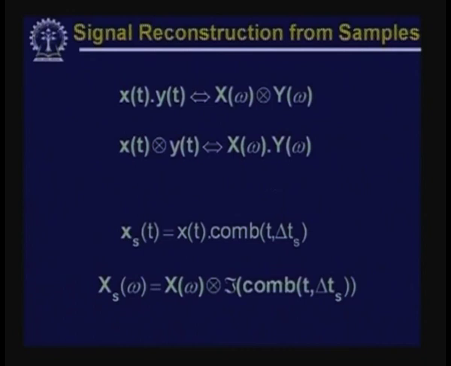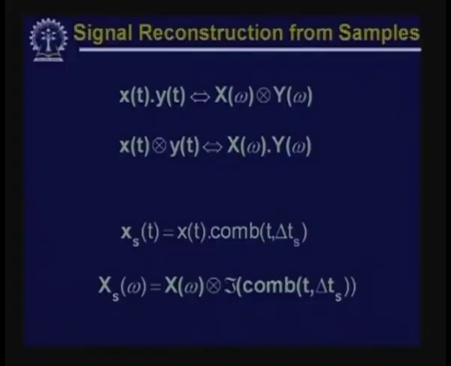So, as we have said, these relations are true: if I multiply two signals x t and y t in time domain, that is equivalent to convolution of the two signals X omega and Y omega in the frequency domain. Similarly, if I take the convolution of two signals in time domain, that is equivalent to multiplication of the same signals in frequency domain. So, for sampling, we have x s of t, that is the sampled values of the signal x t, which is nothing but multiplication of x t with the series of Dirac delta functions represented by comb of t delta t.